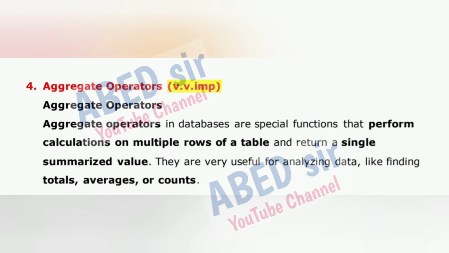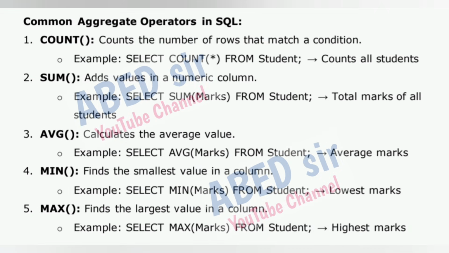Aggregate operators. Aggregate operators in databases are special functions that perform calculations on multiple rows of a table and return a single summarized value. They are very useful for analyzing data, like finding totals, averages, or counts. Common aggregate operators in SQL.